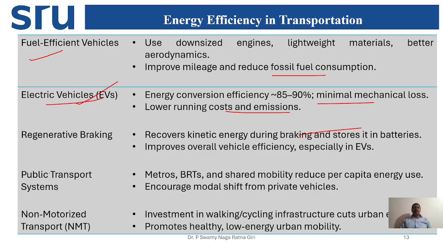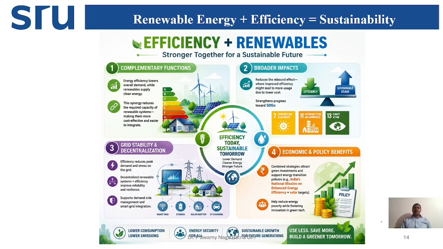Then we have the regenerative braking system, where you can recover kinetic energy during braking and store it in batteries. It improves overall efficiency, especially in EVs. Regenerative braking is also one of the best ways for energy efficiency. Public transport systems utilizing metros, BRTS, and shared mobility reduce our power consumption. Reducing private vehicles and modal shift is very important. Non-motorized transport, investing in walking and cycling infrastructure, cuts down urban emissions and promotes healthy, low energy consumption. These are some of the important points when we think about energy efficiency in transportation.